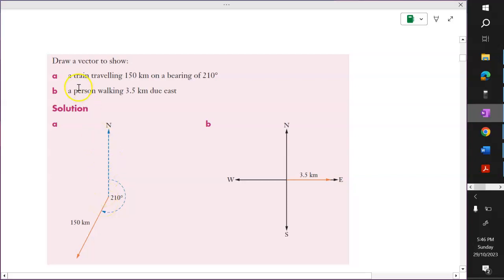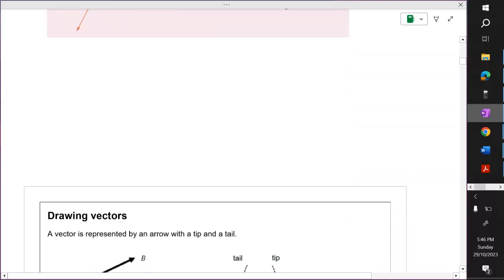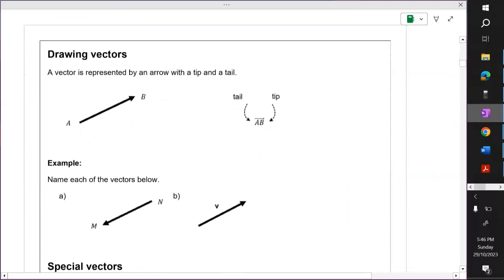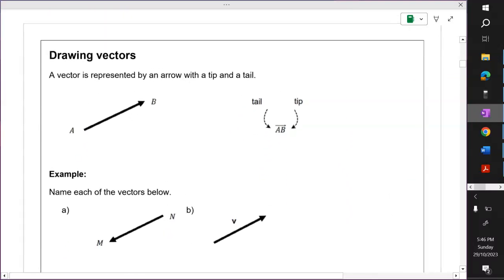And the same with part B. A person walking 3.5 kilometers due east, it's got a value and a direction, so that would be a vector as well. It's got to have the arrow on the end. So you've been drawing them. We're just going to complicate it a little bit more for you and look at these in a little bit more detail. So let's look at how we are supposed to draw a vector.